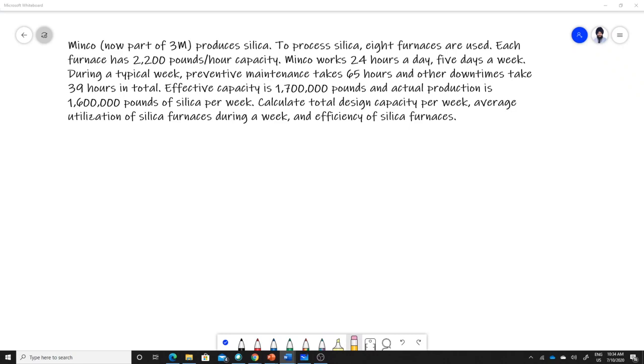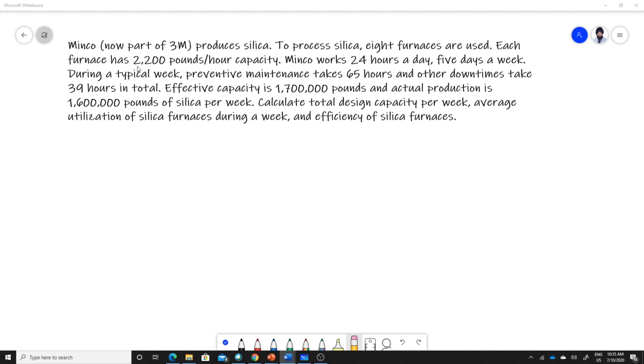Hello everyone. So let's look into the second example of the capacity calculation. This time from a manufacturing firm. This is question number 2 in your worksheet. In this scenario, we have 3 furnaces which are used to process silica by 3M. And these furnaces are available 24 hours a day, 5 days a week.